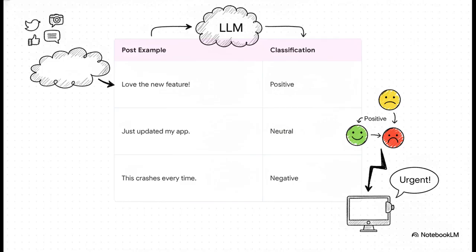Now, the model isn't feeling the text. It's just recognizing that the token sequence for a phrase like "this crashes every time" strongly statistically correlates with the negative label based on all its training. This instantly lets the startup automatically bubble up those critical, angry posts straight to support for immediate help. That literally saves countless hours of manual triage.